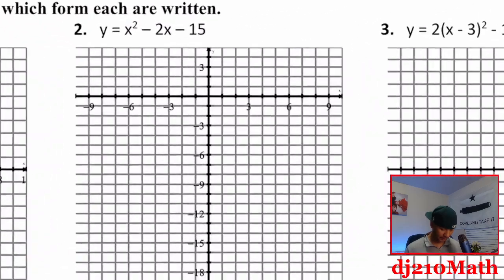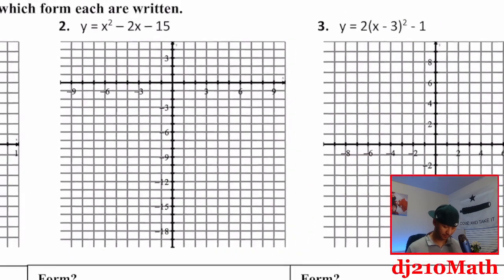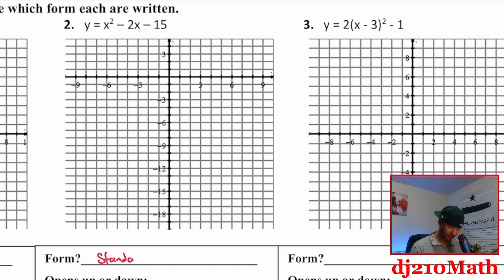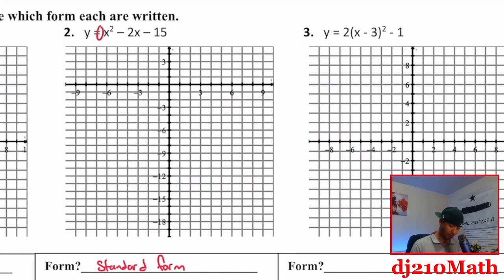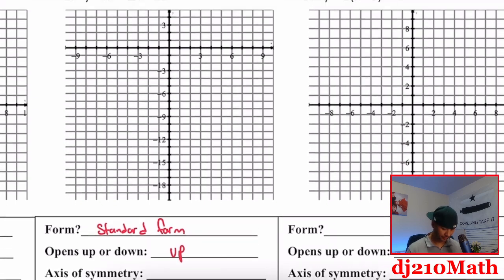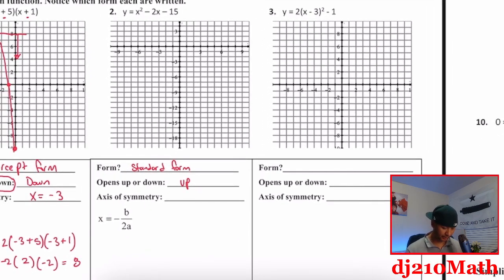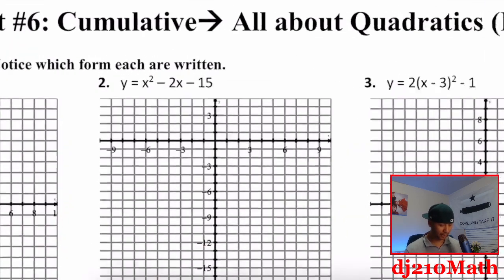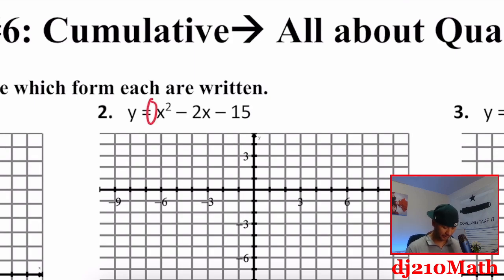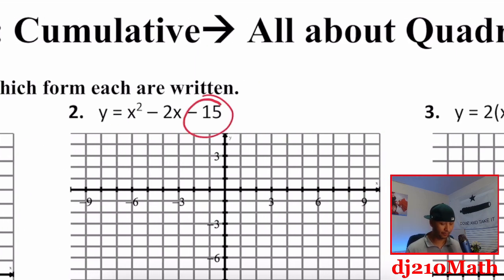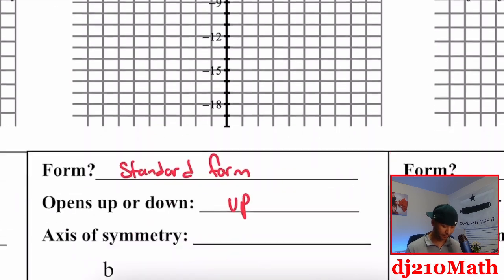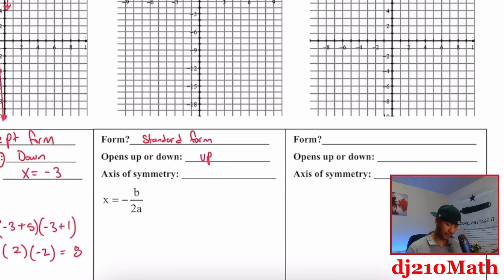All right, looking at the second one. This is in standard form. It opens up. How do I know? Because the number in front of x squared is positive. All right, axis of symmetry. This one is not easily identifiable. The only things that are identifiable from looking at this are, 1, it opens up because that's positive, and 2, it crosses the y axis at -15. Those are the two things that we can 100% say just from looking. But since we're going down the list, axis of symmetry, that's the next natural thing to find.